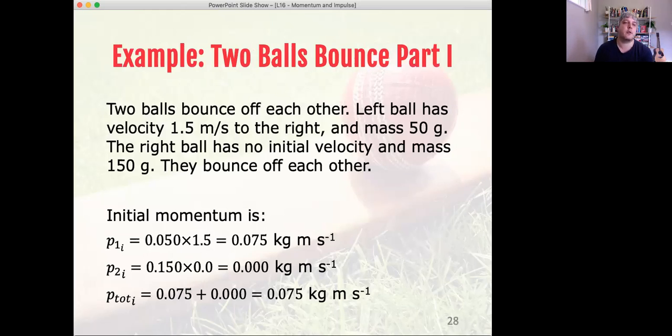So as an example, we have two balls bouncing off each other. The left ball has a velocity of 1.5 meters per second to the right, and a mass of 50 grams. The right ball has no initial velocity and a mass of 150 grams. They bounce off each other.